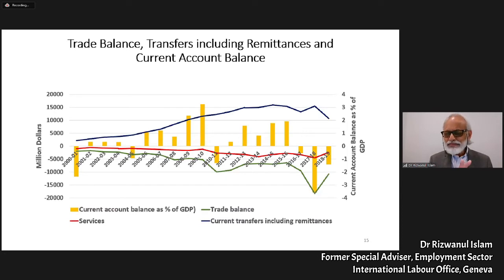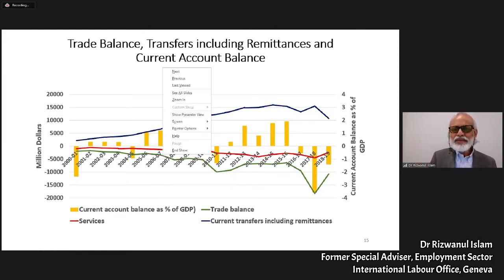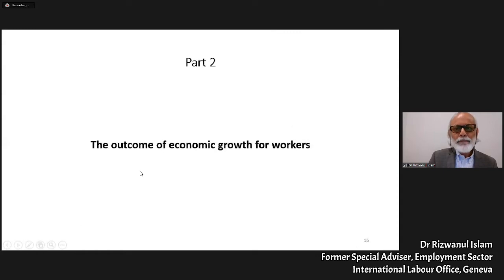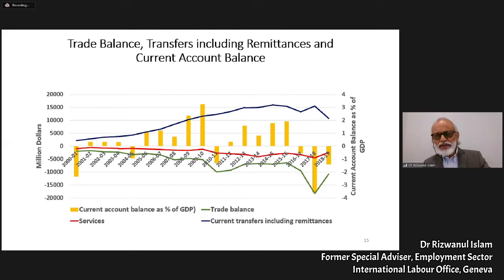And this particular graph, again, it may look a little complicated, but to summarize, it contributes to maintaining the current account balance of the country, because the trade account, what we export and what we import, is always in the negative, shown by the green line here. But when you take into account the remittances, then the current balance is this yellow bar, which is generally positive, but in some years becomes negative.